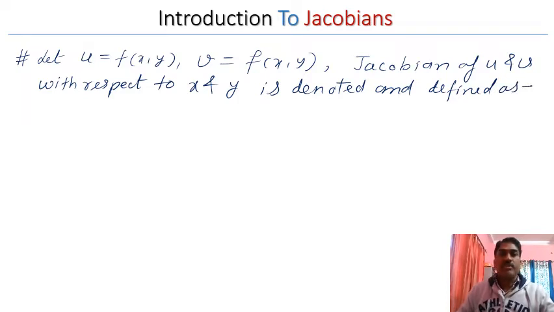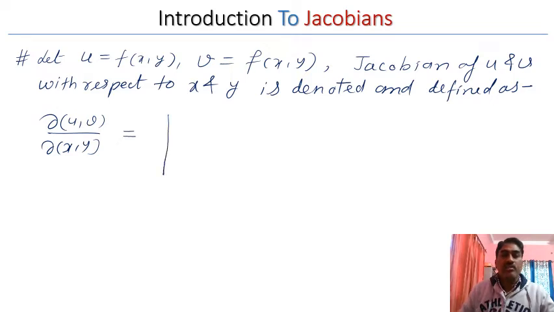Let u be some function of x and y. Then the Jacobian of u and v with respect to x and y is denoted and defined by the Jacobian of uv with respect to x and y. This is the standard symbol, which we read as Jacobian of uv with respect to x and y, and this is defined by a 2 by 2 determinant where we write del u by del x, del u by del y, del v by del x, and del v by del y.